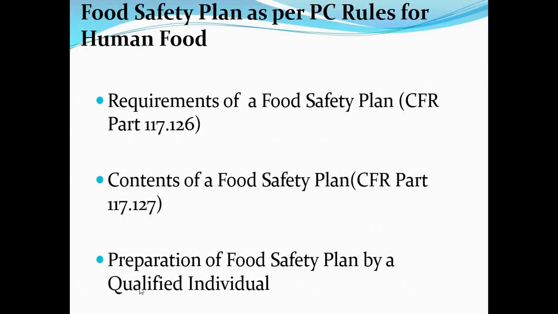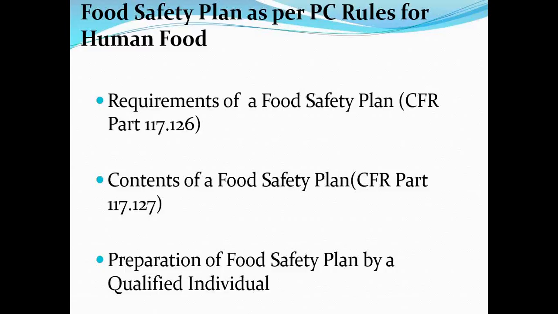And the third bullet point here is about preparation of the food safety plan by a qualified individual. The PC rules require that the food safety plan be prepared, or at least if somebody else is going to prepare it, it must be overseen by a preventive control qualified individual. The acronym is PCQI. A PCQI must develop the food safety plan in order to ensure the preventive controls developed by the facility are effective.